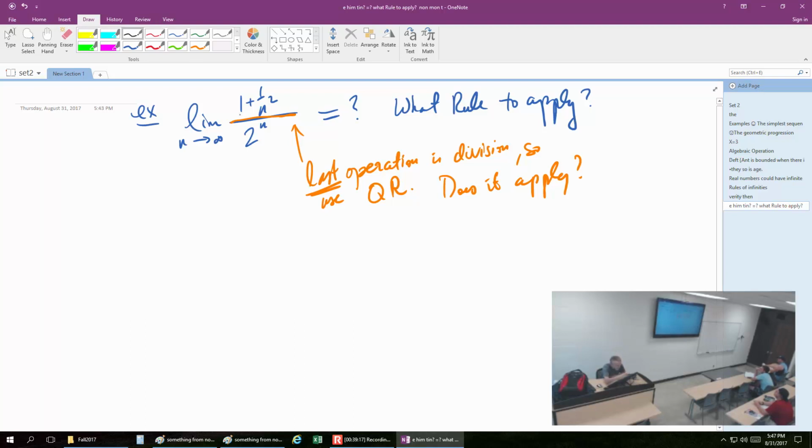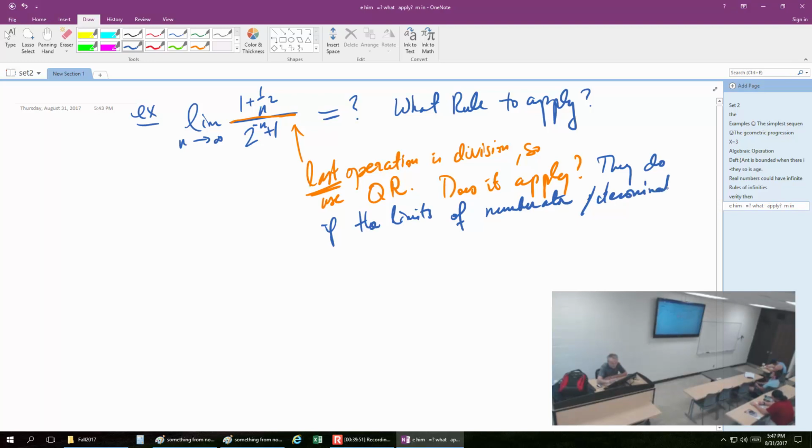I'm sorry, I think I want a negative here. Shoot. Plus one. Oops. Plus one. Just modifying it slightly. So then to apply it, we need the limits of the numerator and denominator to exist, and the latter is not zero. So that's very, very easy to verify.